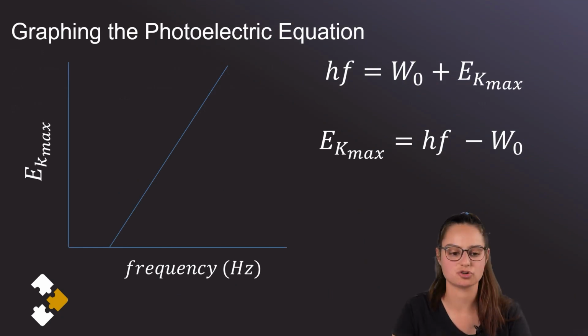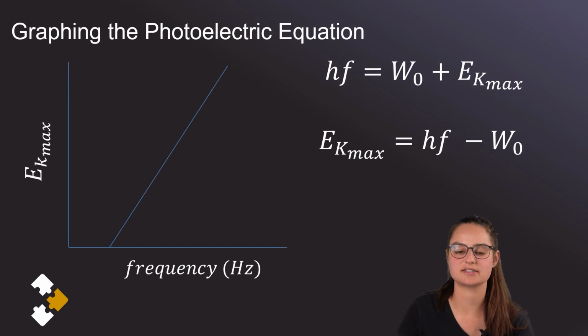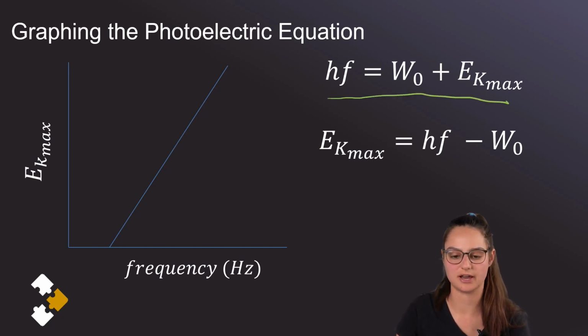If we take a look at this graph of kinetic energy versus frequency, we can see how we can arrange the equations in order to get the standard straight line equation, which we're used to, which is y is equal to mx plus c. So here's our equation in the form that we are used to seeing. If we do a little bit of rearranging, we can put the kinetic energy on the left-hand side, and then we'll take this over to the other side so that our work function becomes negative.